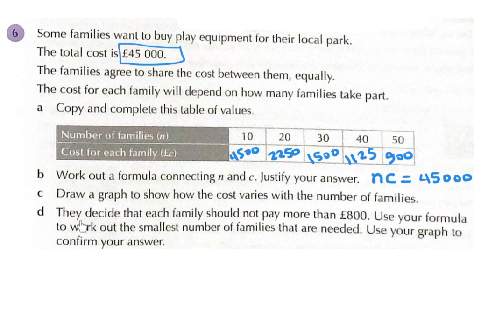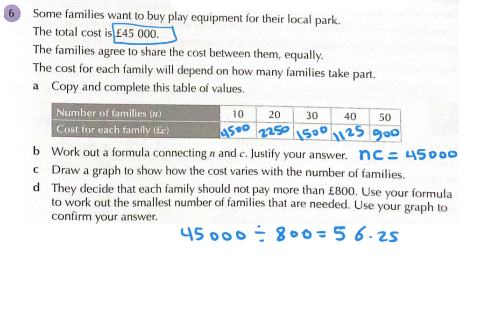Now for D. Listen for D. They decide that each family shouldn't pay more than 800 pounds. Use your formula to work out the smallest number of families. To find the number of families, you have to divide 45,000 by 800. What is the exact answer first? 56.25. So what is the smallest number?